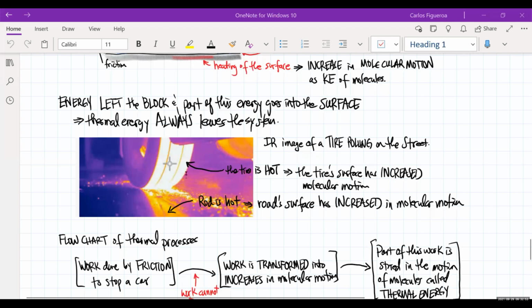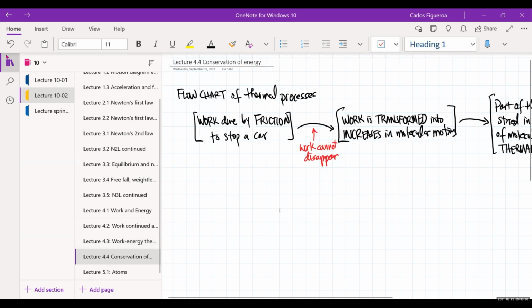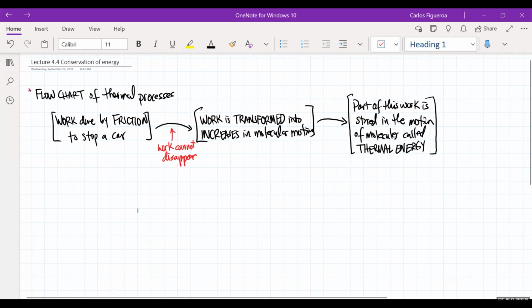And because there's a split in this energy, when I look at this workflow of thermal processes, I should actually stop right here, because here's where I want to go to the new lecture. I don't want to write too much of the old lecture. I want to stick to what we've done here. So when I look at this flow chart of this thermal process, the work done by friction is transformed into the increase in molecular motion. Part of this work is stored in the motion of the molecules, and that's what we call thermal energy. So we've got to be careful.